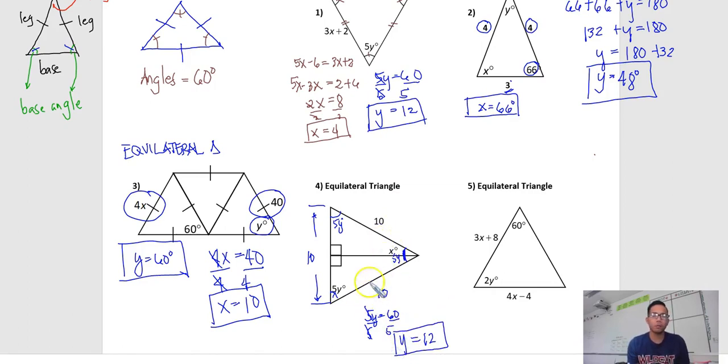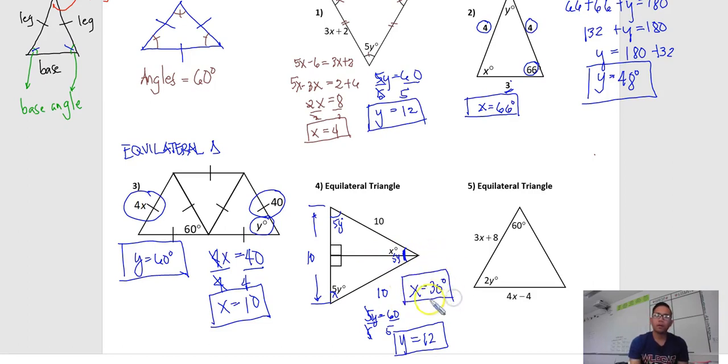Okay, so y is equal to 12. Now, your 5y here, this will be 60 also. And maybe I'll assume that this segment here is an angle bisector of the 5y. Therefore, your x is equal to 30 degrees.